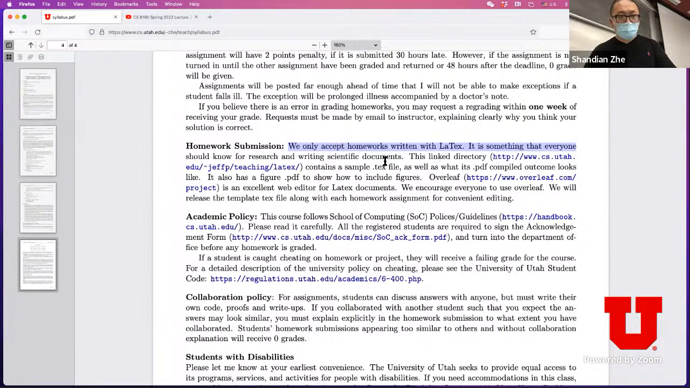And here are some templates, but we strongly suggest using Overleaf for LaTeX editing. It's a free web LaTeX editor. You could just create an account and then import the template file we provided, and we provide the template text file and also the homework assignment text. You can just edit those text files in Overleaf. It's very, very convenient. You don't need to install anything on your local desktop or laptop.